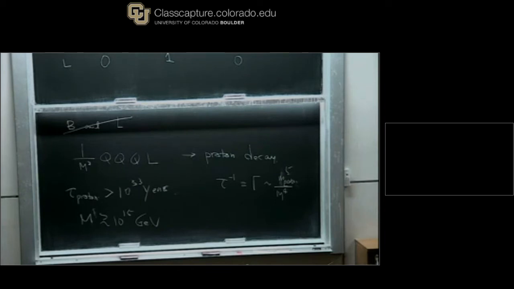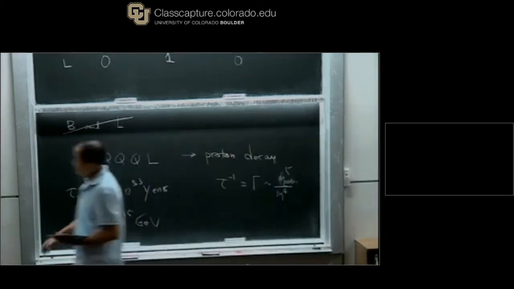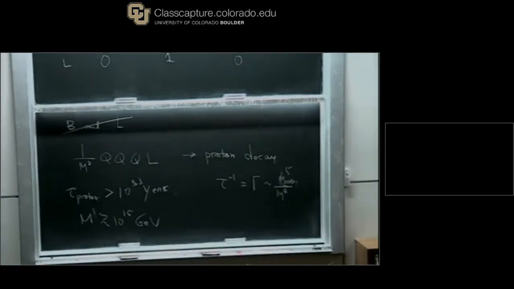The next set of symmetry is that there are lots of fields. What I said is there are three generations of quarks and leptons. These are called the flavors. I don't know why it's called flavor, but it is. And just like this is called the color, this is called flavor.